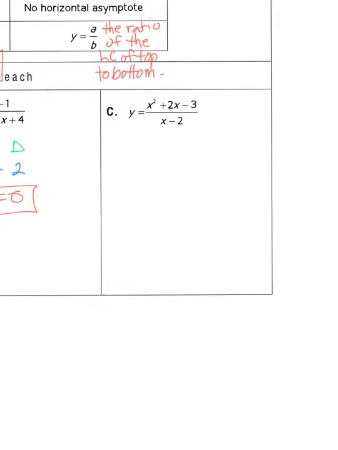Then the last one is C. If I compare the degree of my numerator to the degree of my denominator, my numerator has a degree of 2. My denominator has a degree of 1. The numerator is greater than the denominator, so there is no horizontal asymptote.